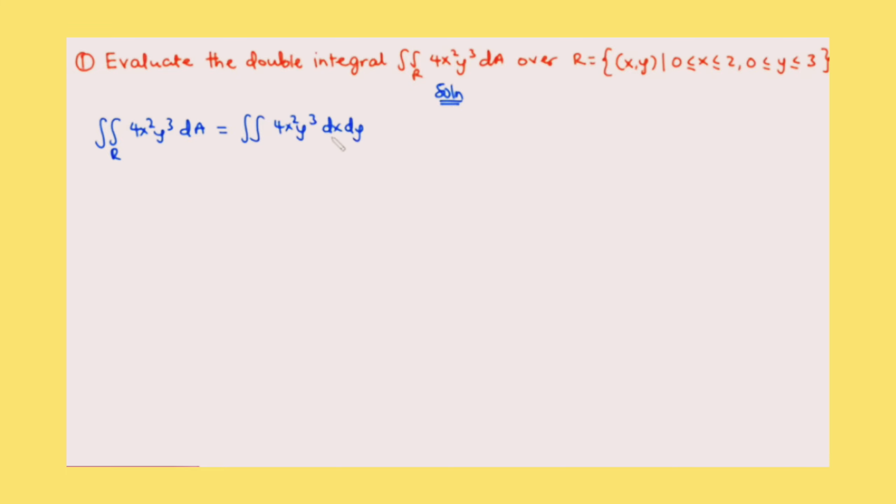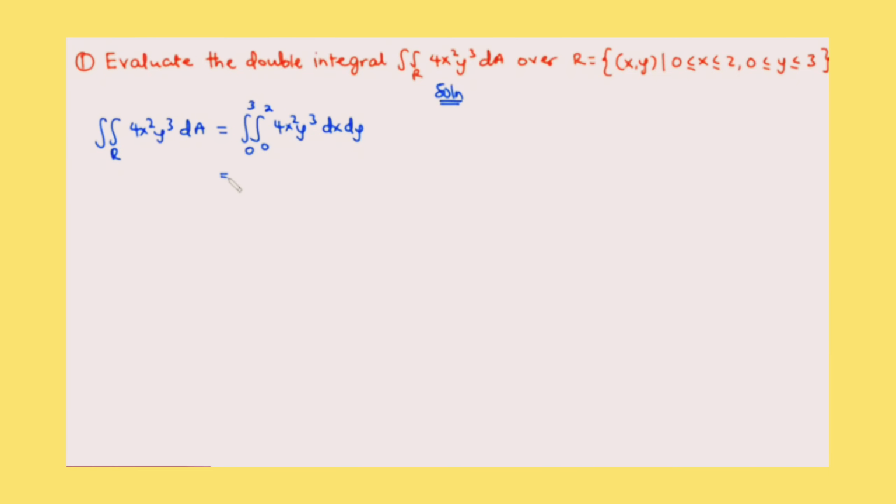Now since we have the x on the inside, we have the interval from 0 to 2, so thus we have the integral from 0 to 2, and then because we have dy on the outside, we have the interval from 0 to 3, so we have the integral from 0 to 3 also on the outside. Now what this primarily means is that we are first of all going to integrate this function with respect to x, and then when we are done, we do that with respect to y.